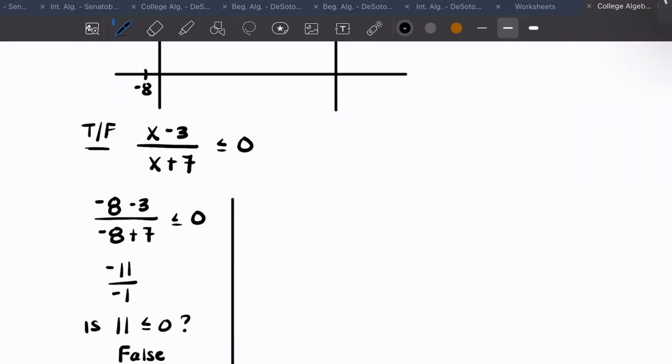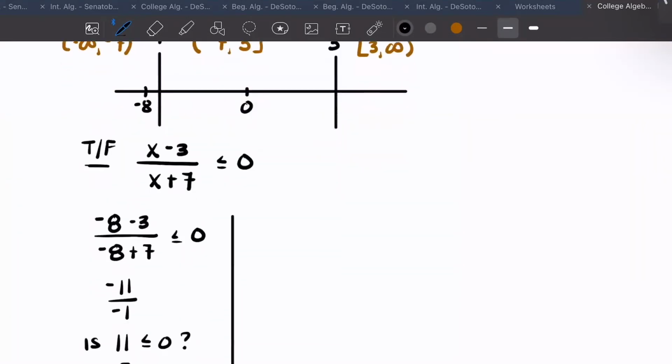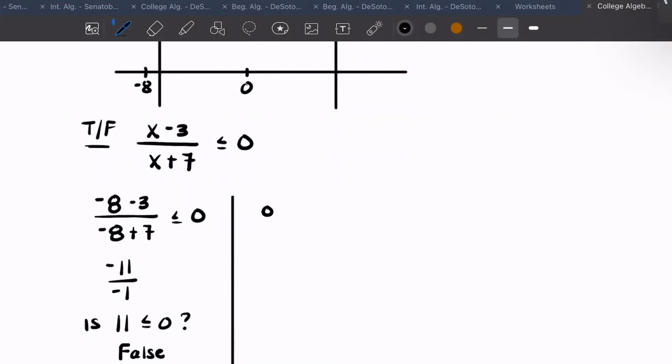Let's pick 0. Okay, that's always a smart one to go with. 0 minus 3 over 0 plus 7 less than or equal to 0. So we get negative 3 over 7. So is negative 3 over 7 less than or equal to 0? Yes, this is true. Okay, it's negative. Doesn't matter that it's a fraction. Don't let that scare you. It's still negative, so it's still less than 0.